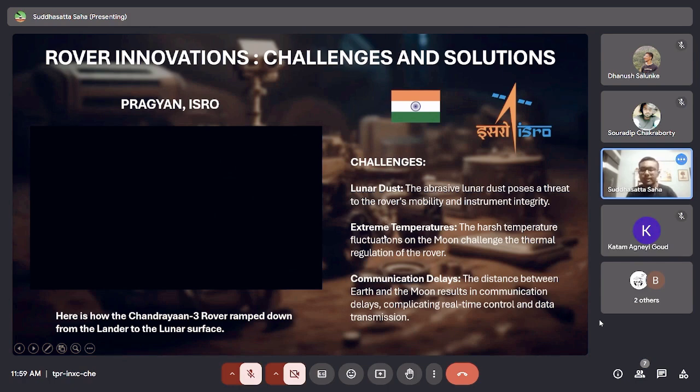Then there are communication delays, as expected, because the distance is very large, and that results in sudden delays, and then sometimes the mission goes off, sometimes it switches on again. So these are very difficult aspects to address, because in real time, if you fail to communicate with the rover, then you will lose leads about the planet you are exploring. So you need to have very robust communication systems.